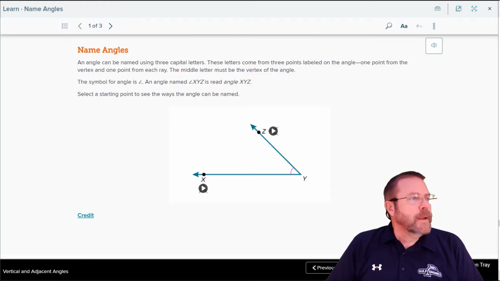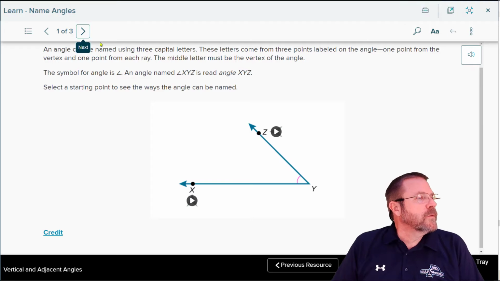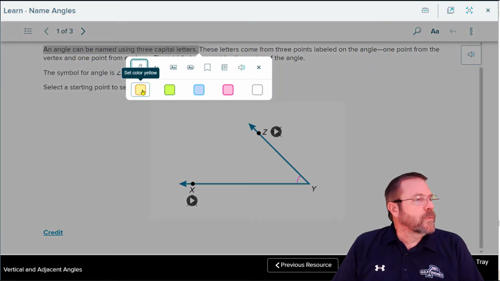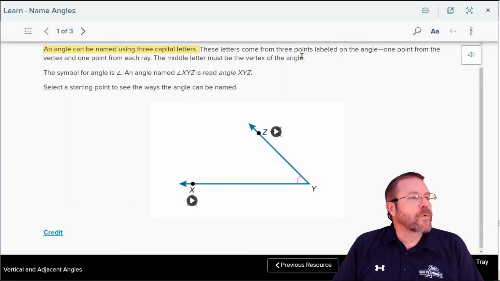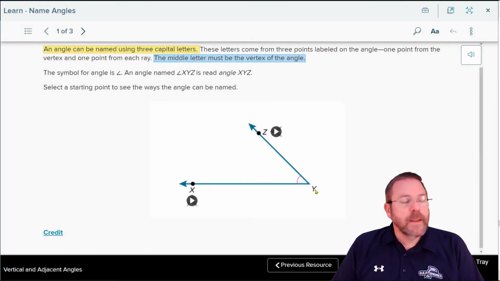Now, an angle can be named a lot of different ways. One of the ways you can name it is using 3 capital letters. Let's go ahead and highlight that whole statement there. So for this one, they've got the letters coming from the 3 points on the angle. 1 point from the angle is going to be the vertex and 1 point from each ray. The middle letter, and this is important right here, your middle letter must be your vertex. So Y in this angle has to be the middle letter.